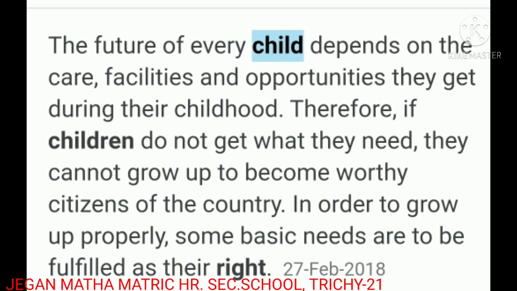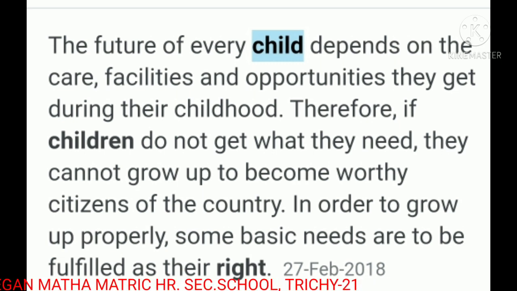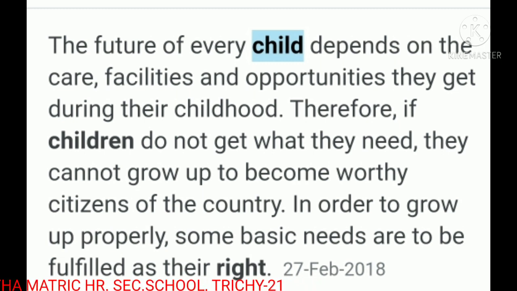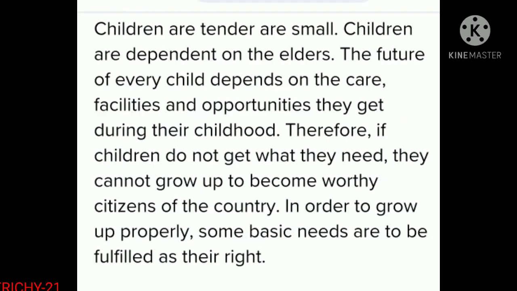Therefore, if children do not get what they need, they cannot grow up to become worthy citizens of the country. In order to grow up properly, some basic needs are to be fulfilled as their right.